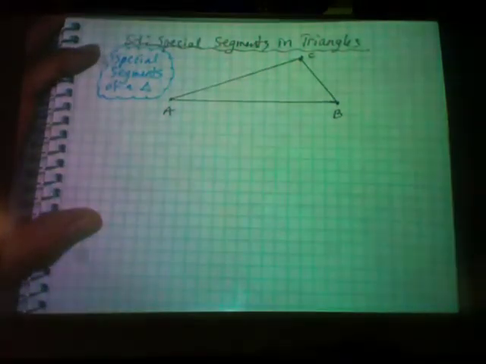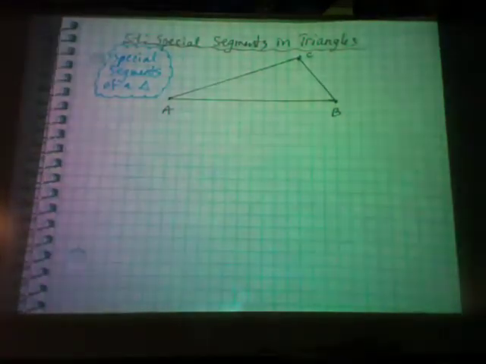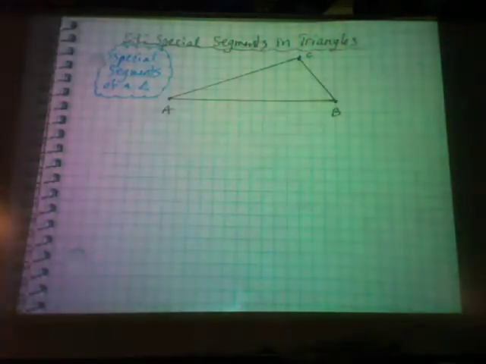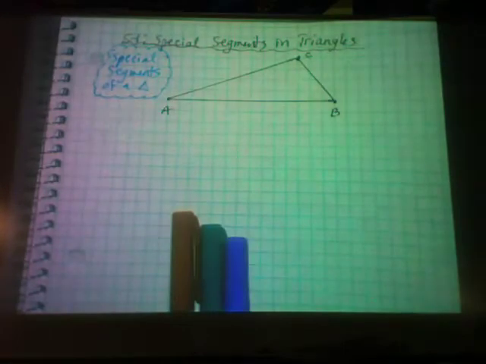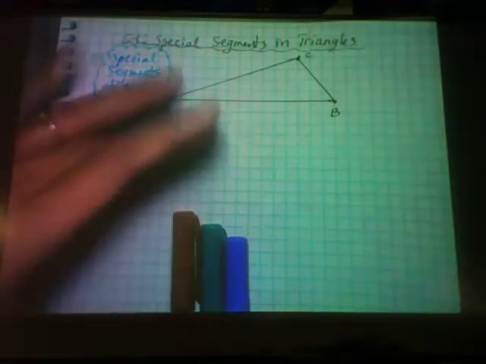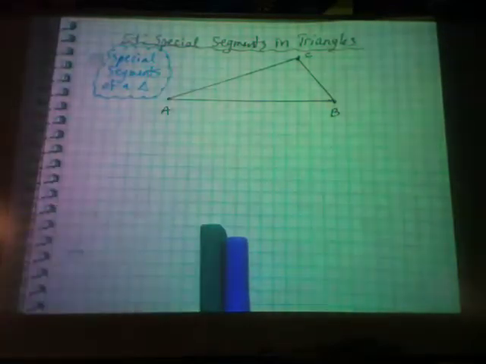We are going to have quite a few definitions and theorems associated with these special segments. Your job is to focus on the similarities and differences between those segments. And there's 4 segments that we're going to look at, 3 of which we're putting on this picture. The 4th we'll just talk about.